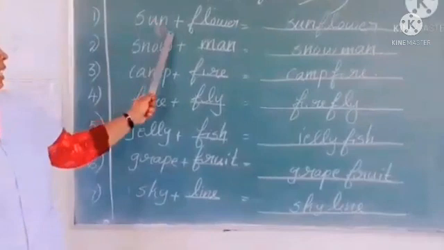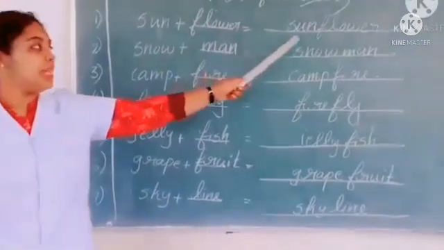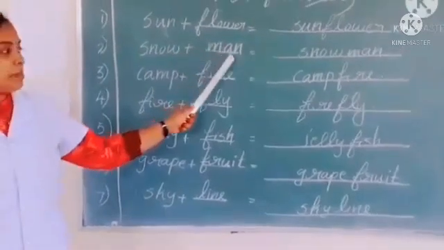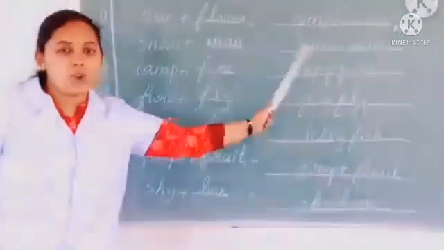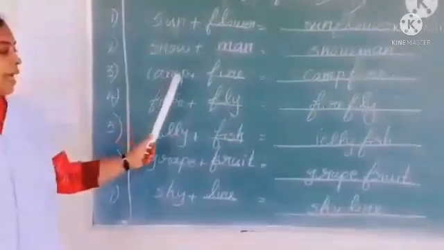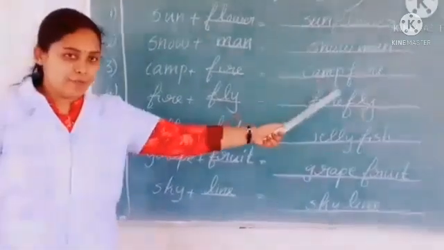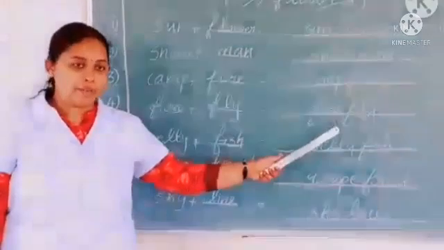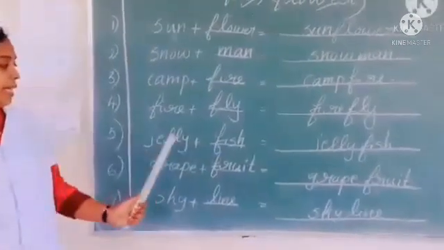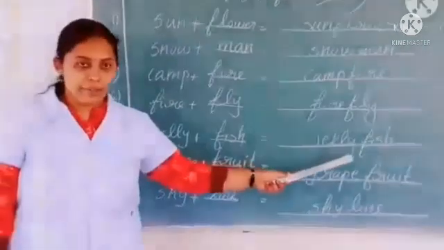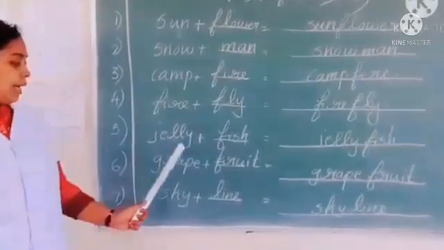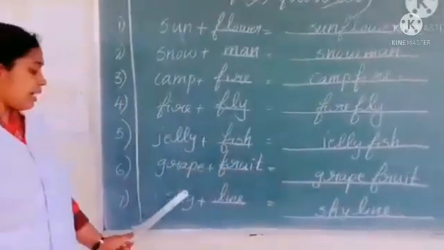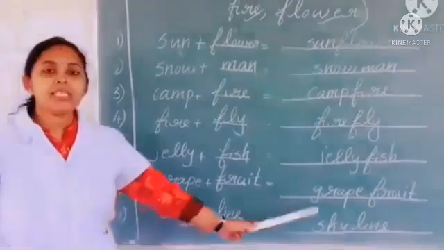So first word, sun plus flower, it forms the new word sunflower. Second one, snow plus man, snowman. Third one, camp plus fire, campfire. Fourth one, fire plus fly, firefly. Fifth one, jelly plus fish, jellyfish. Sixth one, grape plus fruit, grapefruit. And the last one, sky plus line, skyline.